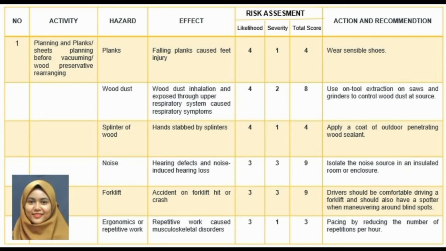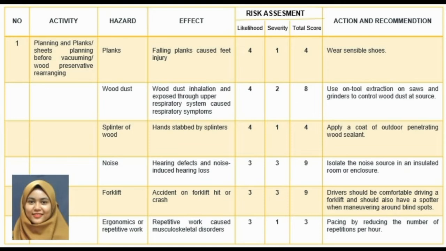For splinters of wood, the effect is hands pricked by splinters. The risk assessment is 4, 1, 4. For action and recommendation, apply a coat of outdoor penetrating wood sealant. For the hazard noise, the effect is hearing defects and noise-induced hearing loss. Risk assessment is 3, 3, 9. The action is to isolate the noise source in an insulated room or enclosure.